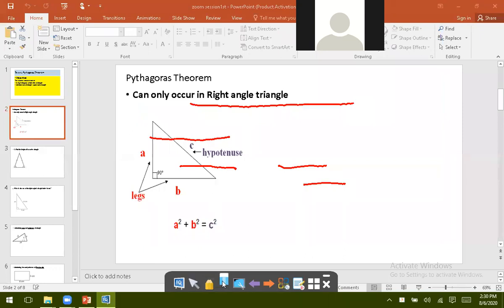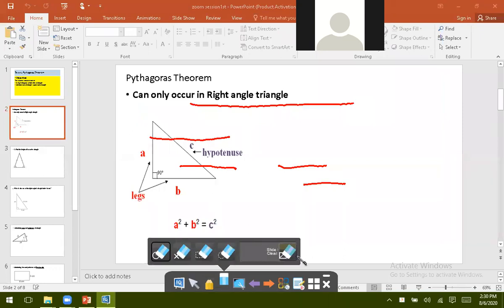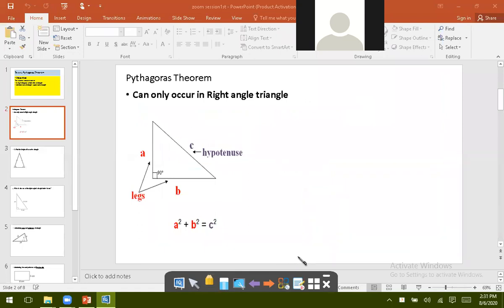Pythagoras theorem is used in a right angle triangle to find the sides of the triangle. As you can see, the longer side of the triangle is called the hypotenuse, and this side is called the base, and this one is sometimes called the height.